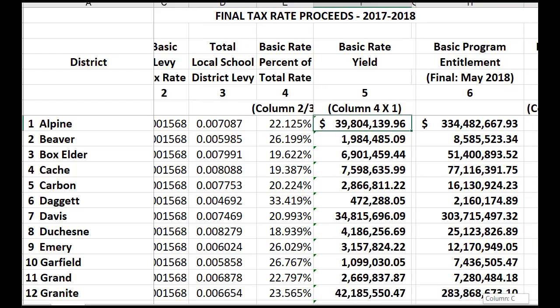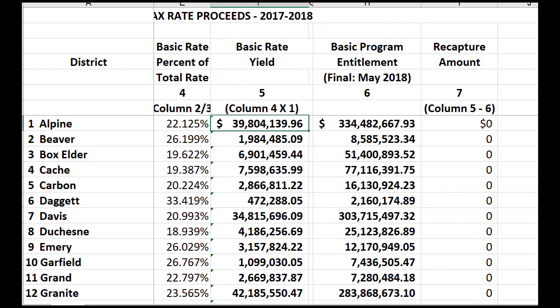The seventh column is the calculated recapture amount. If a school district's minimum basic tax rate yield, which is column 5, exceeds the calculated cost of the basic school program, column 6, statute states that the state does not contribute any state income tax dollars towards the cost of the basic school program. Statute states that this excess of funds shall be paid to the Uniform School Fund by the close of the fiscal year. These funds can be utilized by the legislature next year to contribute towards the cost of the minimum school program.